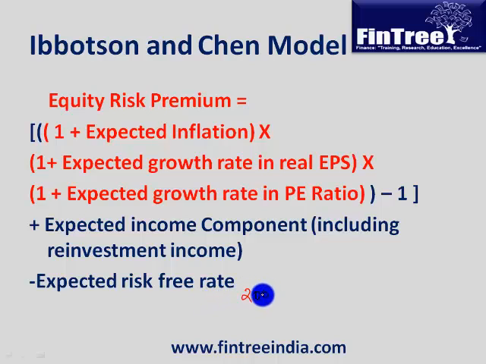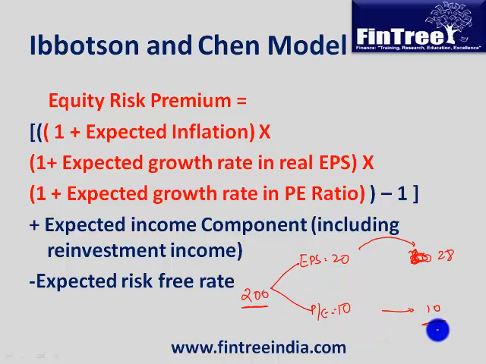A stock price is 200 today. How is the stock price being derived? It has got EPS of 20 and it has got price earning ratio of 10. Next period, if this EPS becomes 30, let me keep a round figure, let me make this as 28. EPS becomes 28. Assuming that PE remains constant, stock price will become how much? 280. So from 200, stock price became 280.